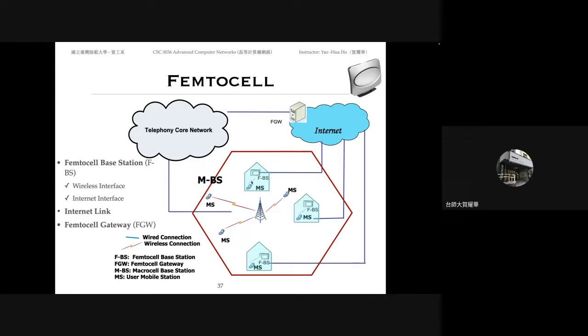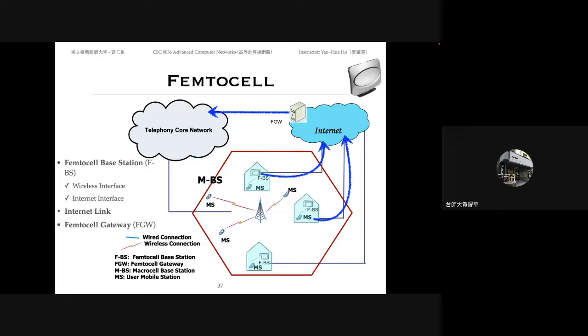Now you allow your femtocells to directly connect to the internet. So it means if your device connects to the femtocell base station, the femtocell will directly connect to the internet. Then from the internet, if you want to go to the telephone network, you will go to the femtocell gateway. Then the femtocell gateway will direct your call to the telephone core network. Okay, that's what a femtocell is.